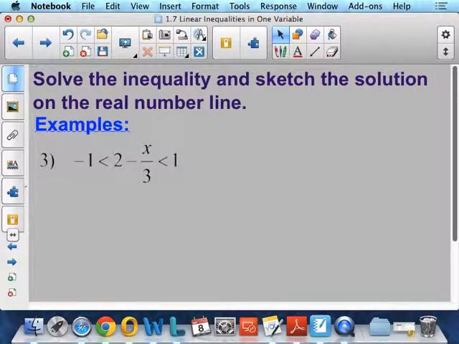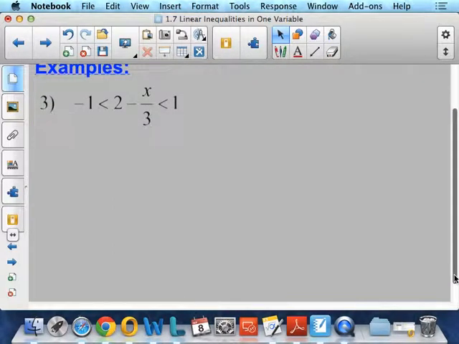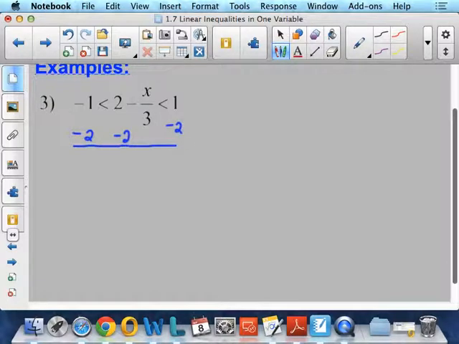Okay, one more double inequality. So negative 1 is less than 2 minus x over 3 is less than 1. So starting the same way, I want x by itself. So I'm going to subtract 2 from all three terms. So negative 1 minus 2, so negative 3. The 2's cancel here. Negative x over 3 is less than negative 1.